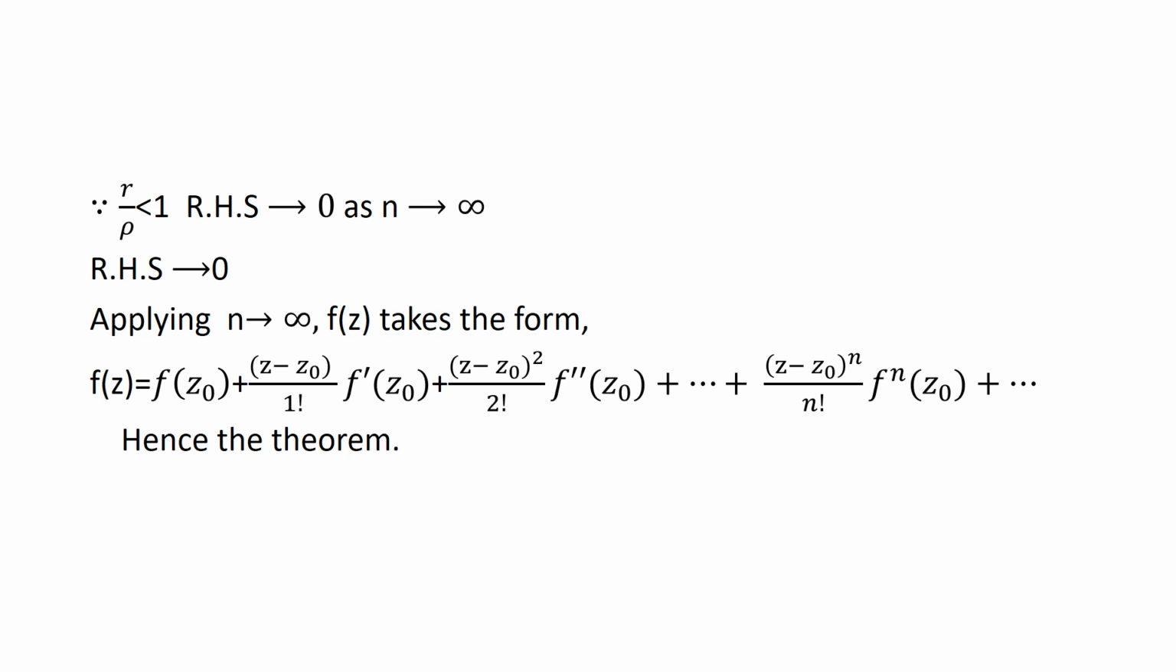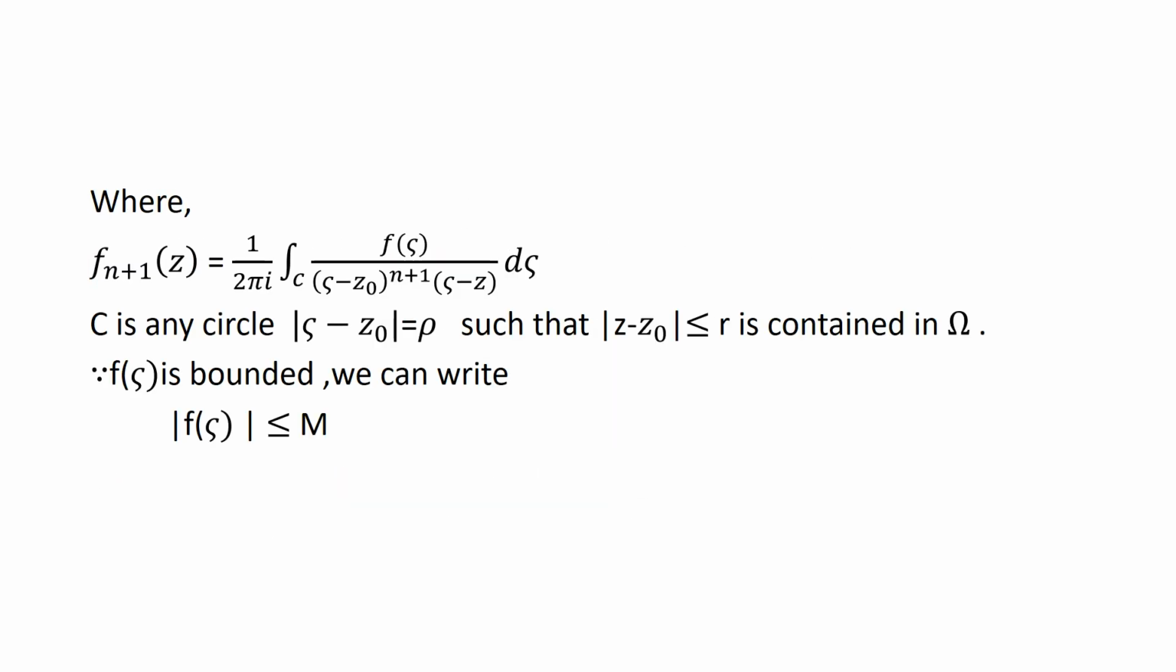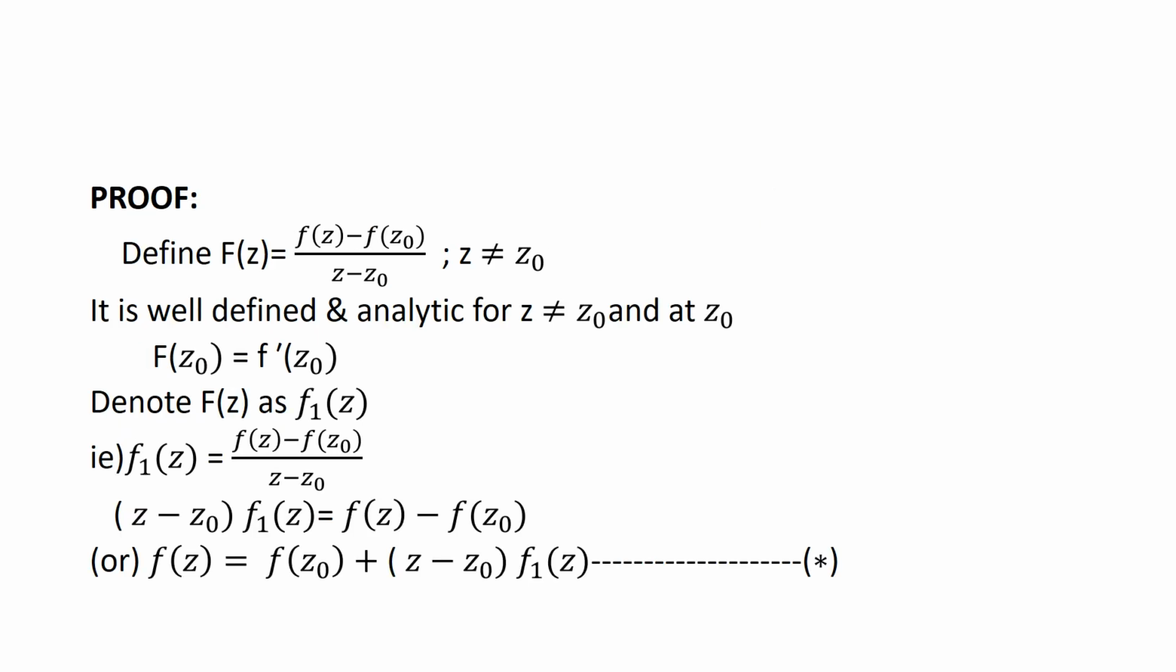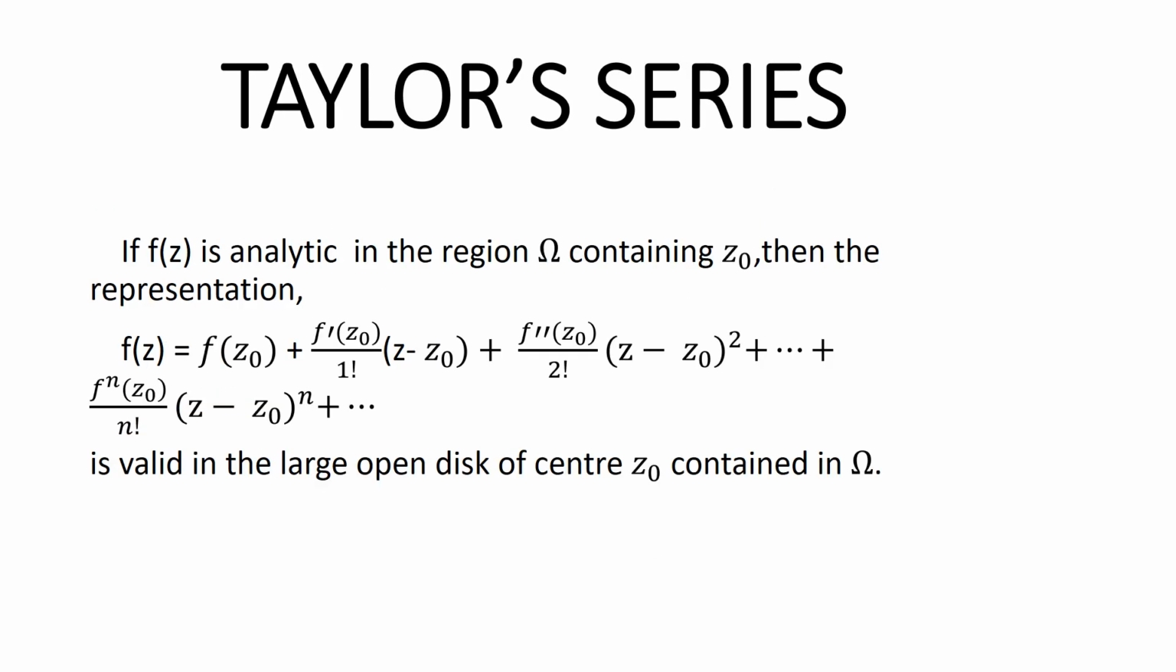Let us have a glance. If f of z is analytic in the region omega containing z naught, then the representation f of z equals f of z naught plus f dash of z naught by 1 factorial (z minus z naught) plus f double dash of z naught by 2 factorial (z minus z naught) whole square plus etc., plus fn of z naught by n factorial (z minus z naught) power n plus etc.